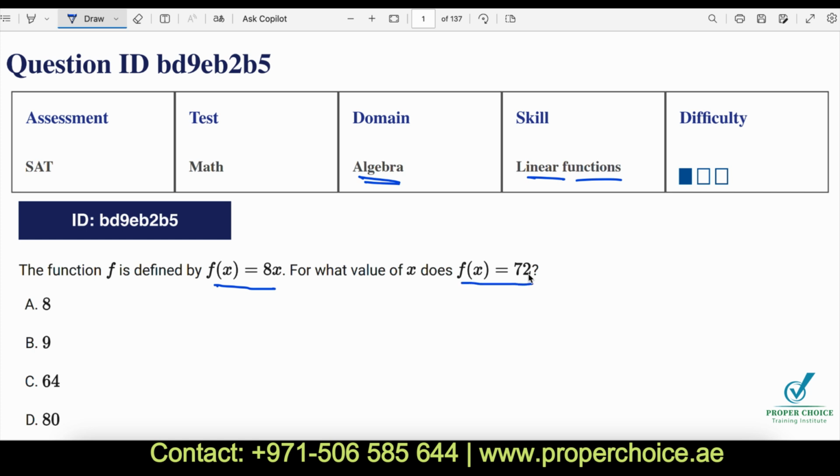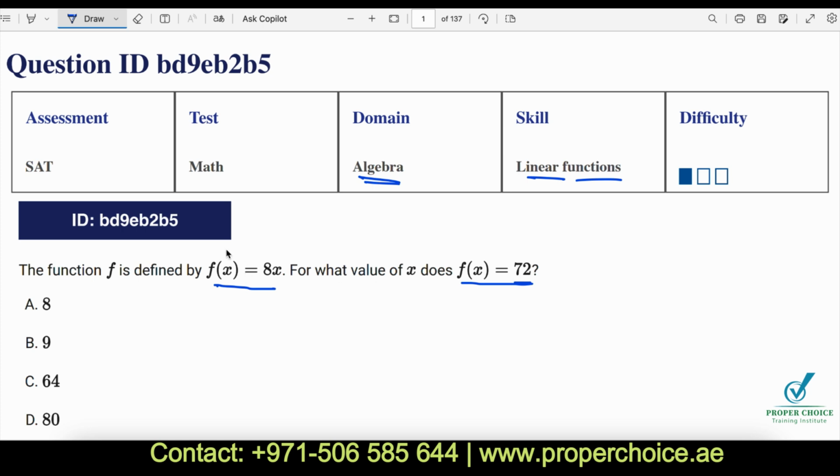Let me tell you a simple definition of a function. It is represented in various ways: f of x, y, or g of x, h of x. In short, keep it in mind, a function is a rule. According to this rule, they are saying f of x is equal to 8x. With this condition, what is the value of x when f of x equals 72?